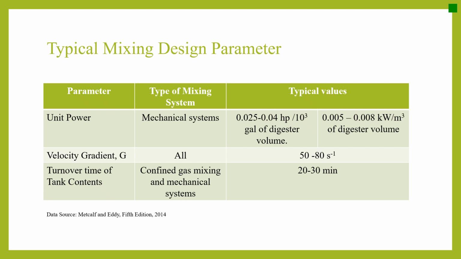Velocity gradient or G values are applicable to all, and the typical value is 50 to 80 per second. And then turnover time of tank contents is applicable to confined gas mixing and mechanical systems, and the typical values are 20 to 30 minutes.